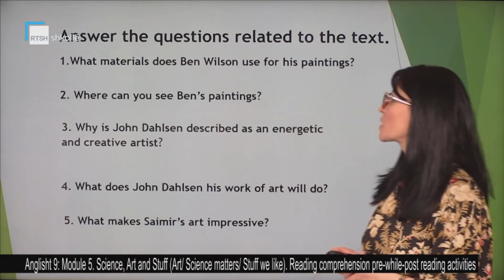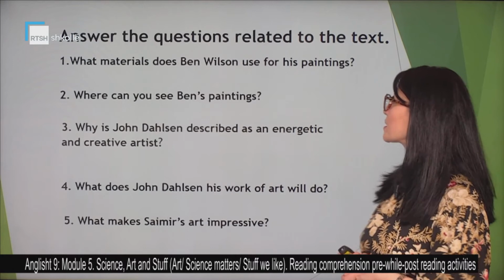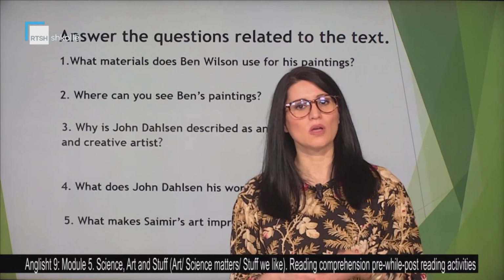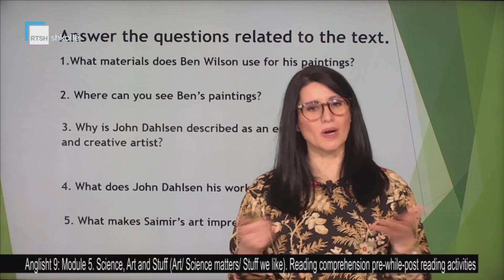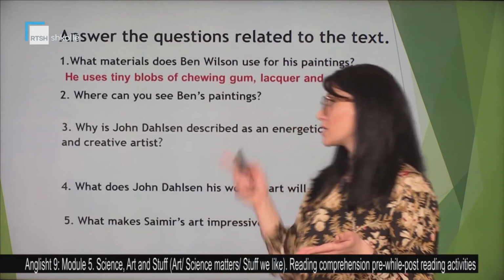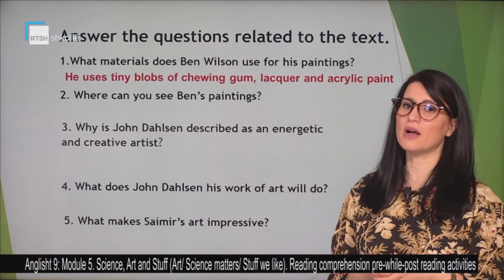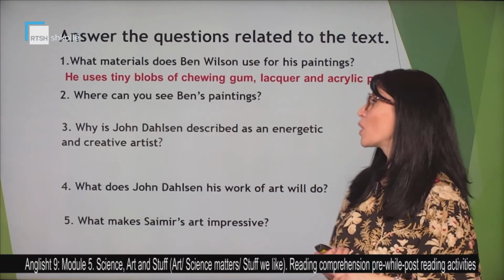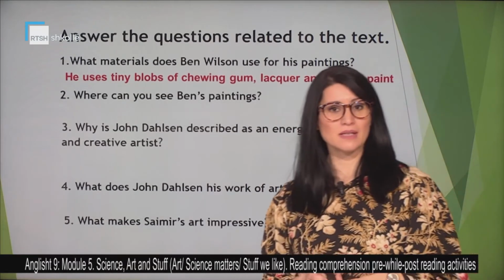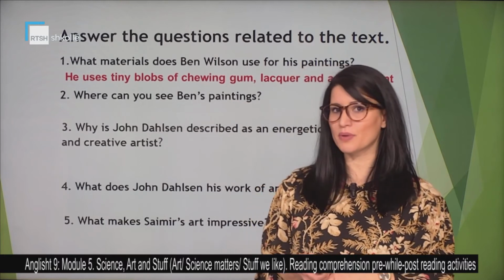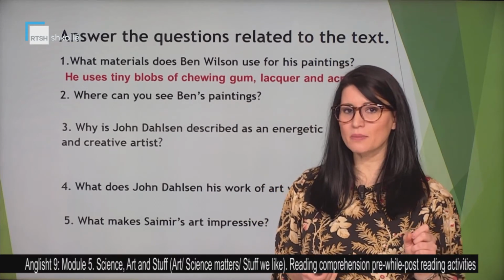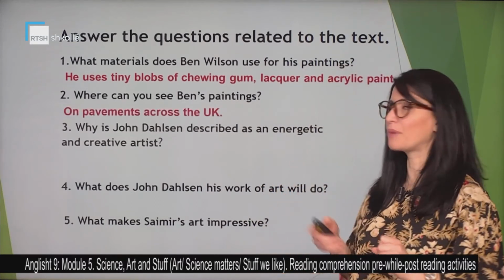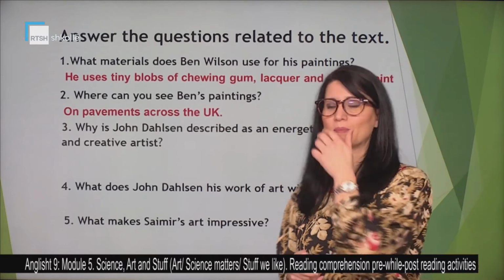The first one. What material does Ben Wilson use for his paintings? So, do you remember the text? What has he used in his paintings? So, he uses tiny blobs of chewing gum, lacquer, and acrylic paint. The next. Where can you see Ben's painting? So, do you remember where Ben was painting in the picture? Right, on pavements across the UK.